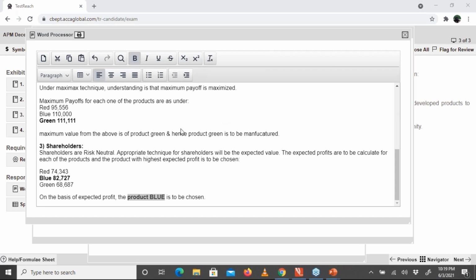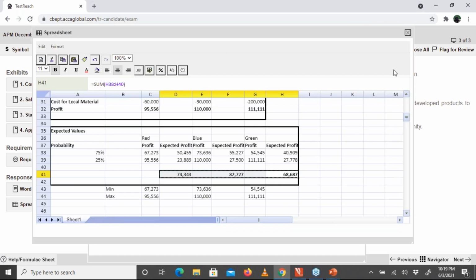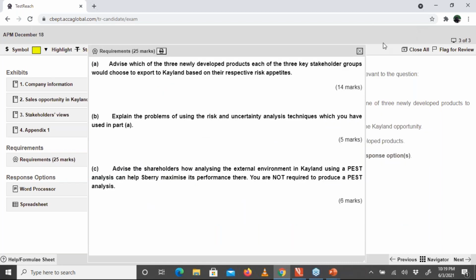Well, no, Janardana, no. It's not always the case that the shareholders are risk neutral. You can have shareholders who are not risk neutral. That could also happen.